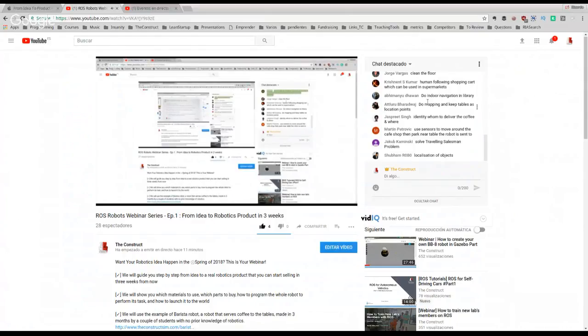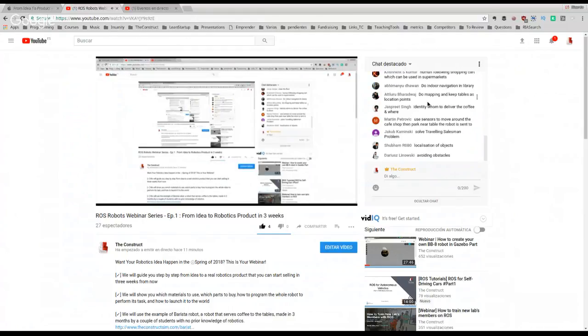Then Martin Petrovic, use sensors to move around the coffee shop, then park near the table the robot is sent to. Yeah, so that's exactly what it's doing already. I was talking especially about other types of tasks, okay? Okay, so avoiding obstacles, localization, objects. Okay, yeah, so this is okay. Let's continue.